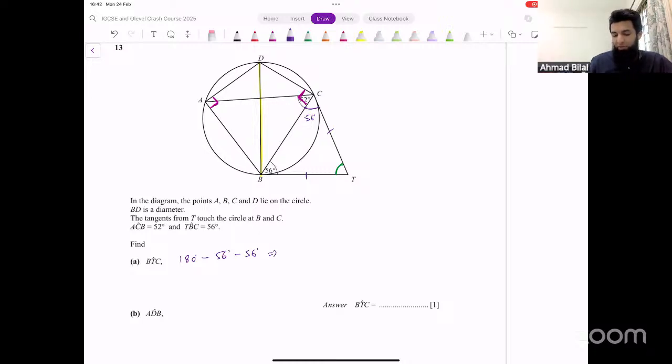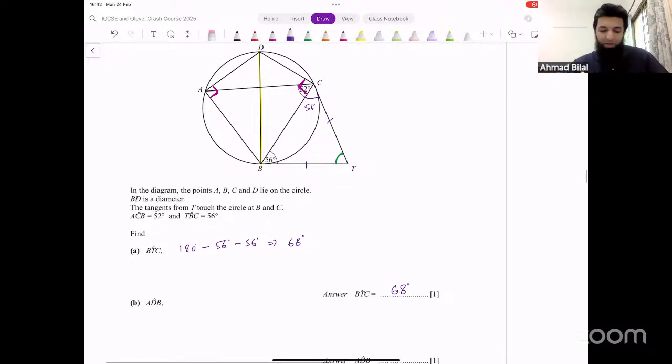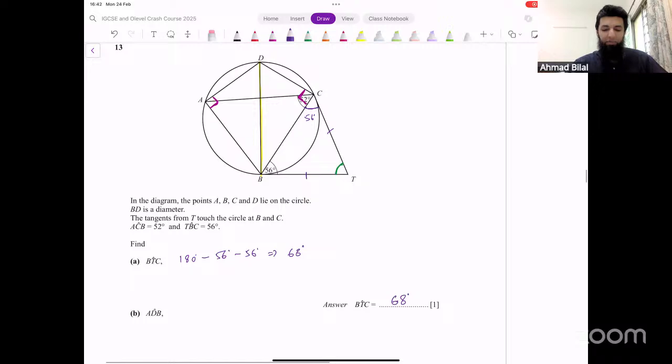That should be 68 degrees. Yeah, 68 degrees, and that's the final result that you get from this. Now they're asking us for the angle ADB. ADB, that is this angle here. Okay, now how do we think about this?